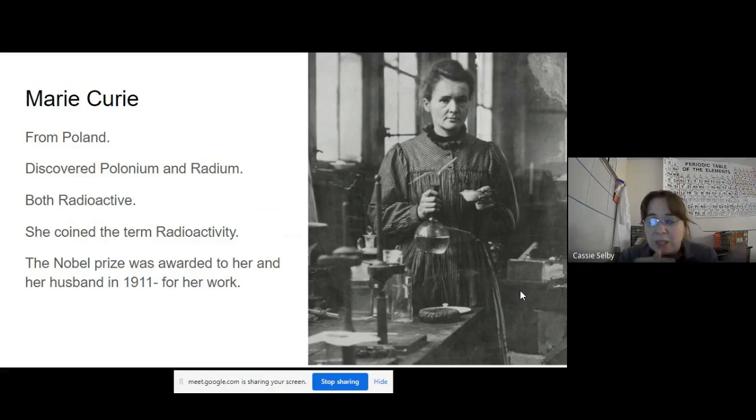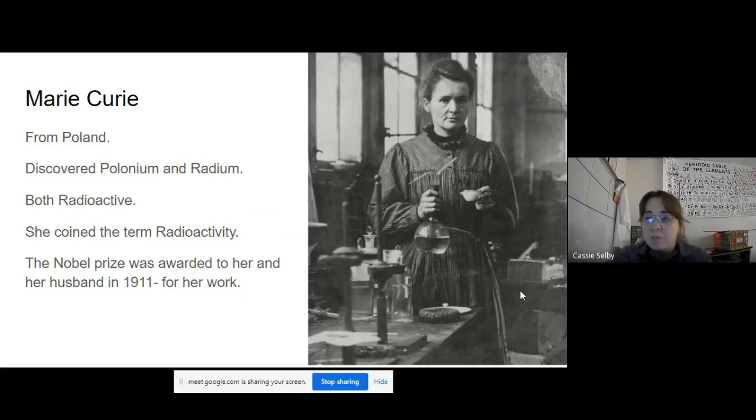She went and got a job and worked to help put her older sister through school before she left home. And Poland was in the process of, other countries were trying to wipe it off the map. They were trying to remove Poland. She came to Paris and she got a degree. She was actually one of the first women to get a degree.